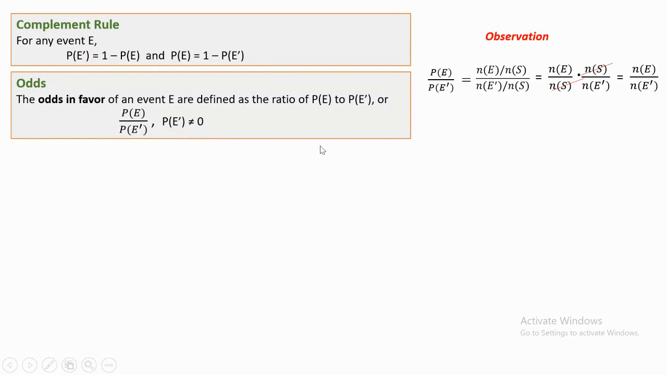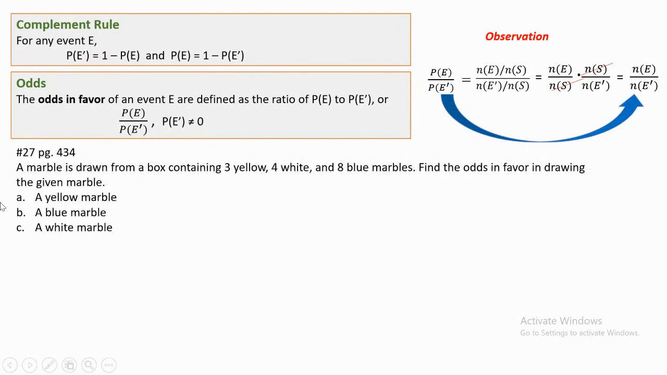I like to use this observation here because all this means is that we're going to be applying this right here. Okay, so let's do an example. Right, from here we go here. So this is number 27 on page 434 from the book. A marble is drawn from a box containing 3 yellow, 4 white, 8 blue. Find the odds in favor of drawing the given marble. A yellow marble. Okay.